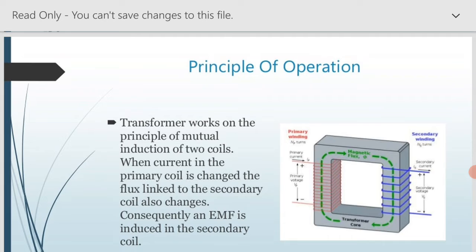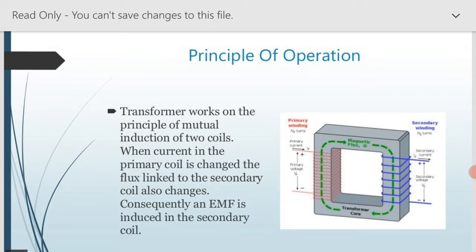Principle of operation. The transformer works on the principle of mutual induction of two coils. When current in the primary coil is changed, the flux linked to the secondary coil also changes. Consequently, an EMF is induced in the secondary coil.